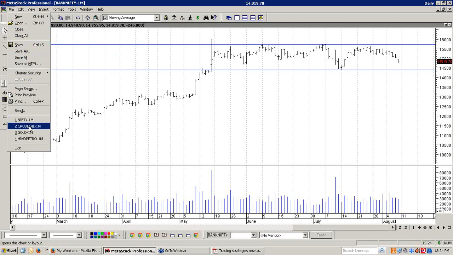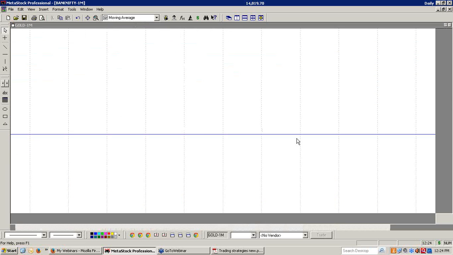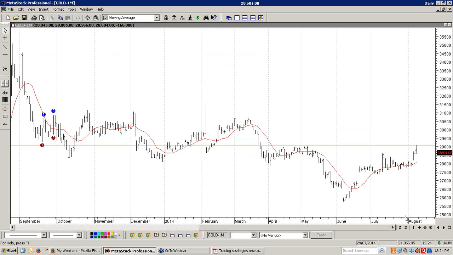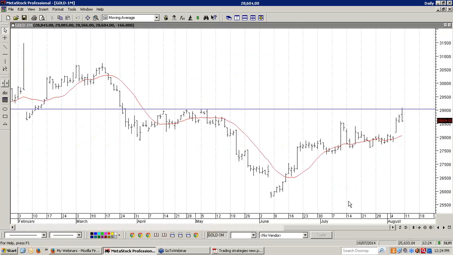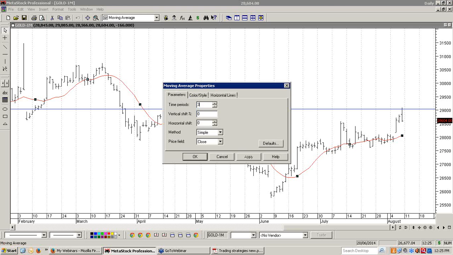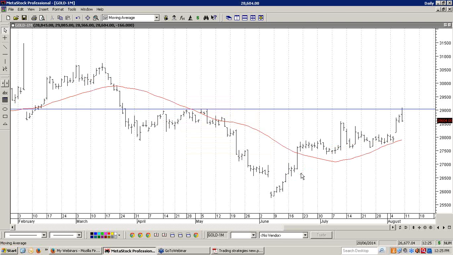Let us move to the commodities. Now this is the gold chart which we are seeing. Now let me remove this particular moving average, or let us make it a 35-day moving average. Now as you all know, Nifty and gold are almost negatively correlated. So if the equity markets are down, the economies are down, the traders tend to invest in the safe haven, which is gold for these guys.